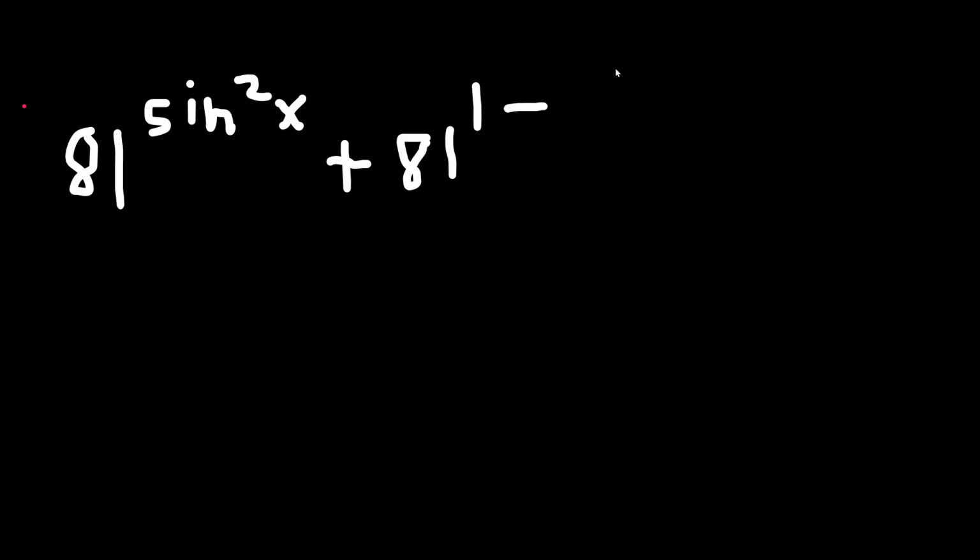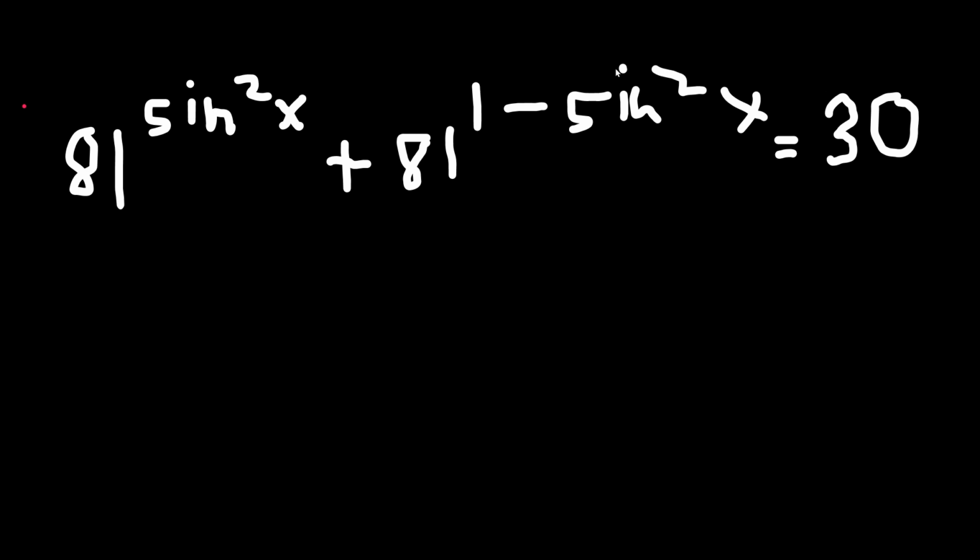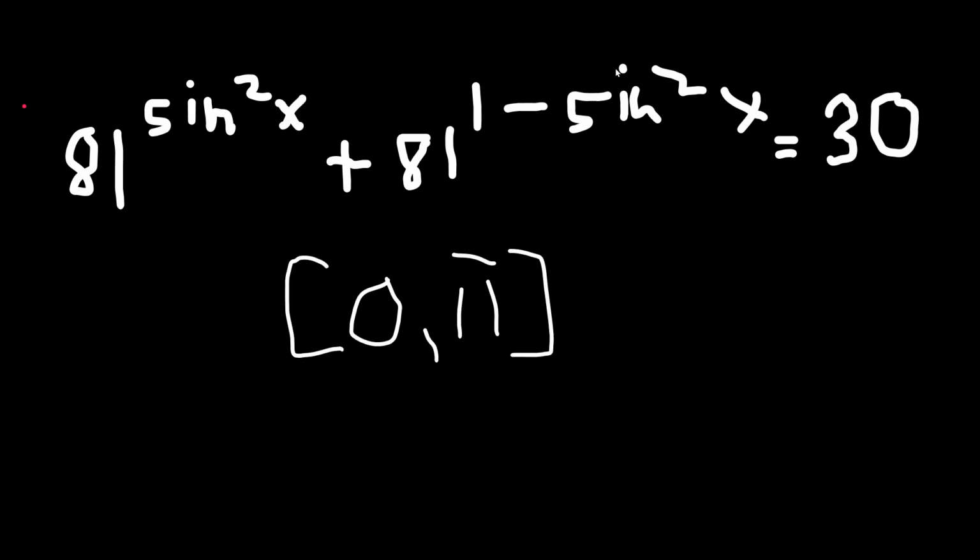Let's do a review of algebra using one equation. So we have 81 raised to the sine squared x plus 81 raised to the 1 minus sine squared x is equal to positive 30. We're going to find the solutions to this equation over 0 to pi. So how do we think about this?